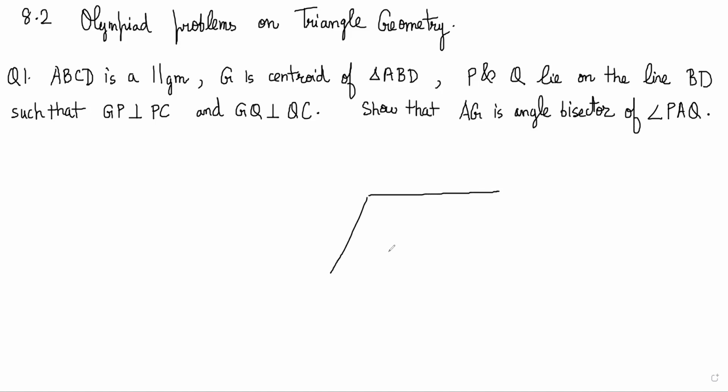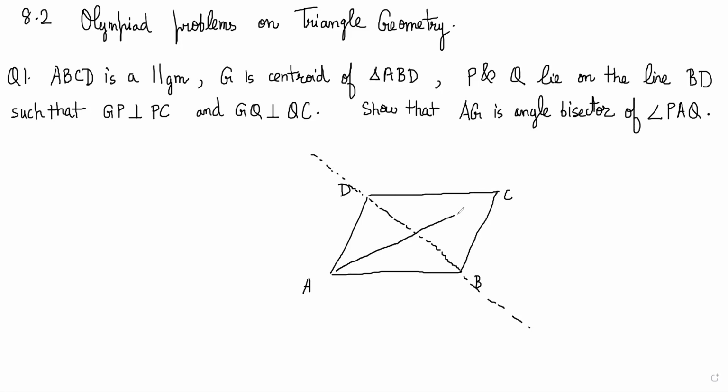So this is a parallelogram ABCD, and we make the diagonals BD, extend it a little bit on both sides, and AC. Okay. And G is the centroid of triangle ABD. Let's say G is somewhere here.